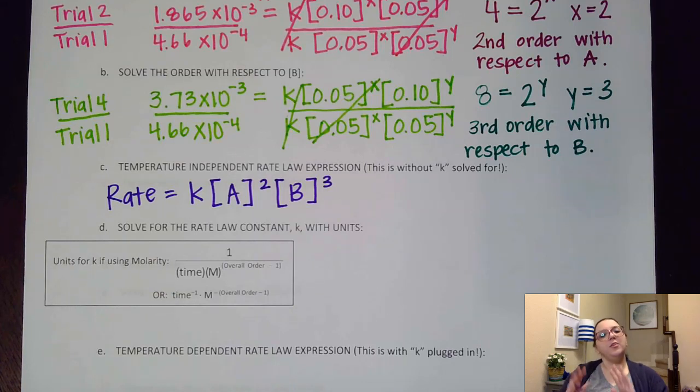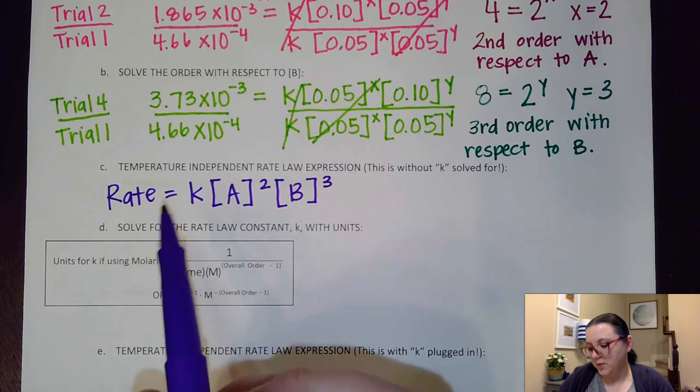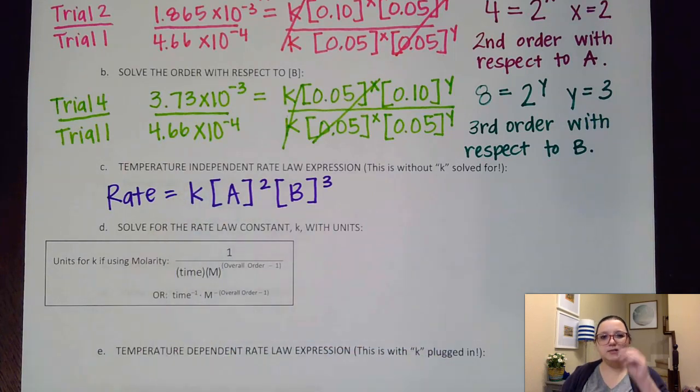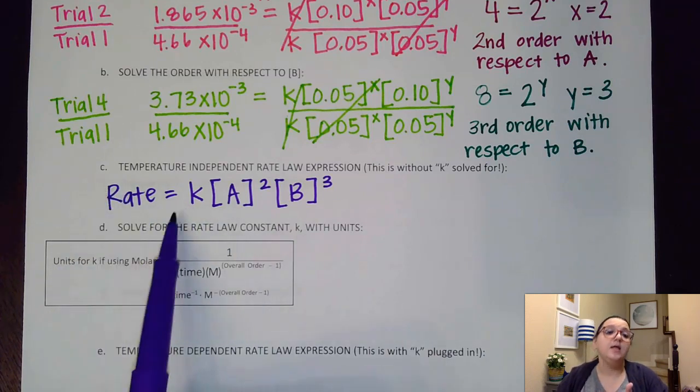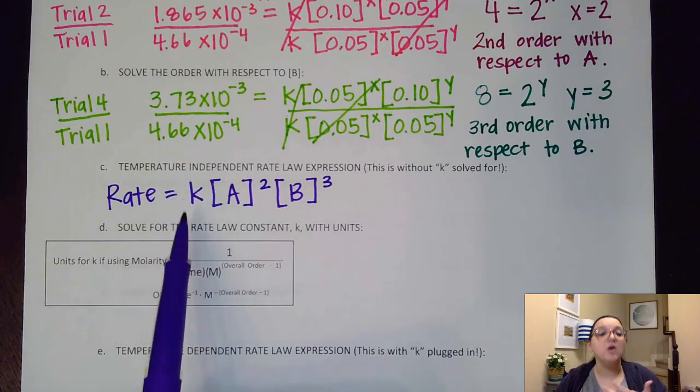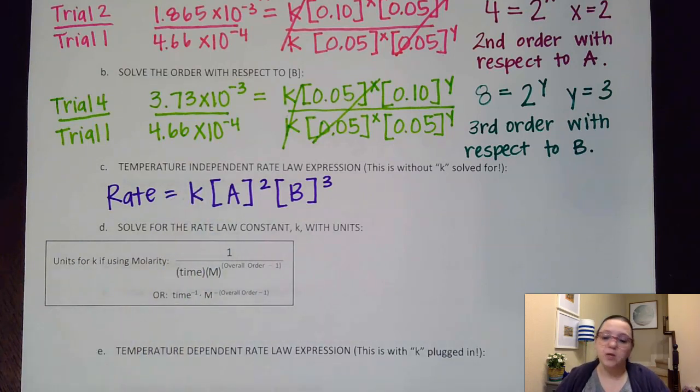All right, now the reason why this is the temperature independent rate law expression is because K is dependent on temperature. It's only got a particular value at a certain temperature. If I do anything to that temperature to speed up or slow down my rate, then obviously the K would also be affected.